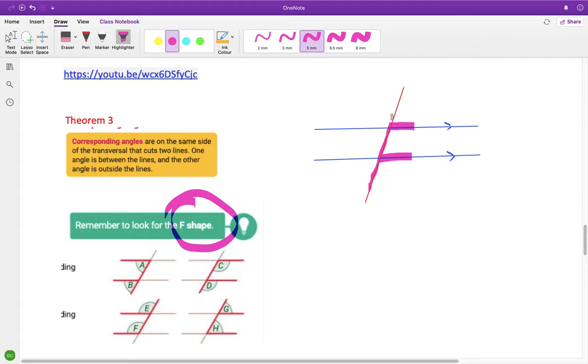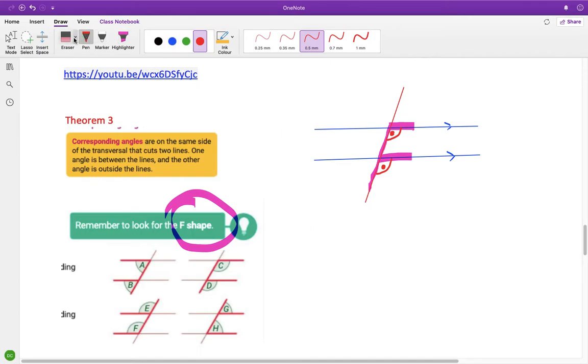the other arm on the other parallel line. Okay, and the corresponding angles are on the same side of the transversal. One angle is in between the lines and the other is outside. So what we're talking about is this angle and this angle. They're on the same side of the transversal, one is in between the lines, one is outside the lines. They are corresponding.